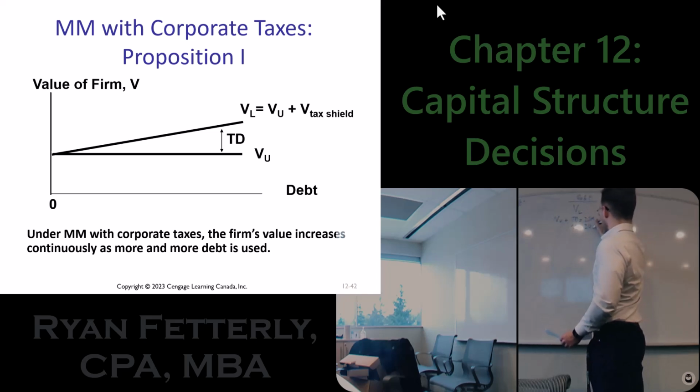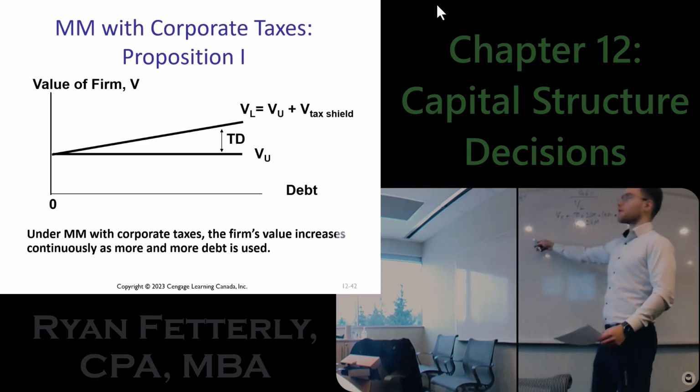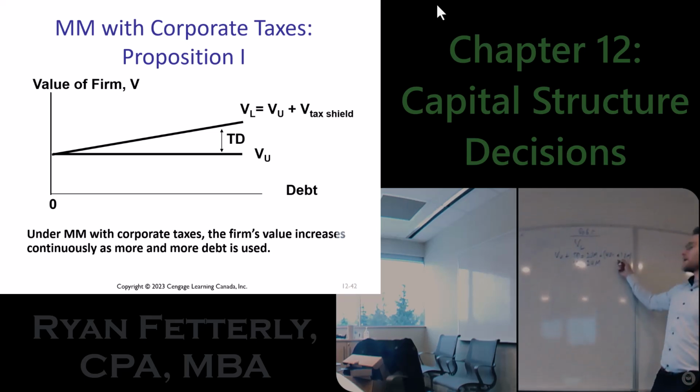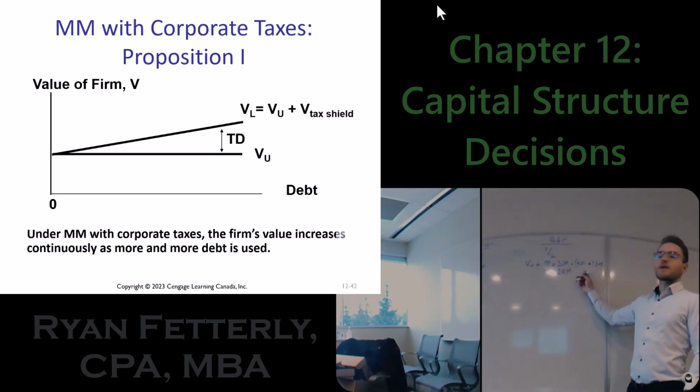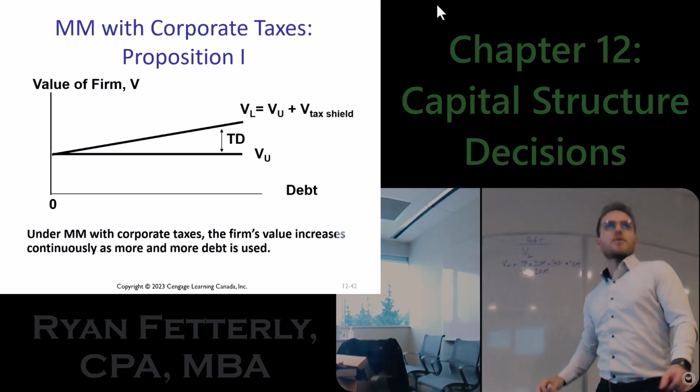So basically, if I take the same firm, worth $20 million over here, and I just add on $10 million worth of debt at a corporate tax rate of 40%, my firm is going to be worth 24 mil.